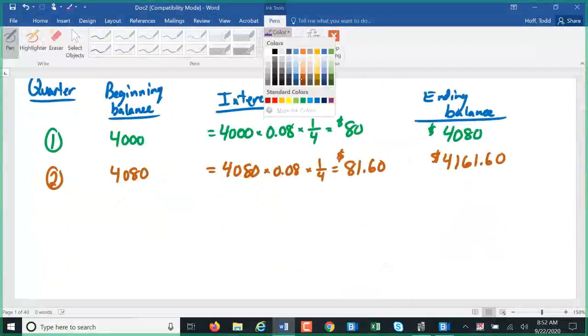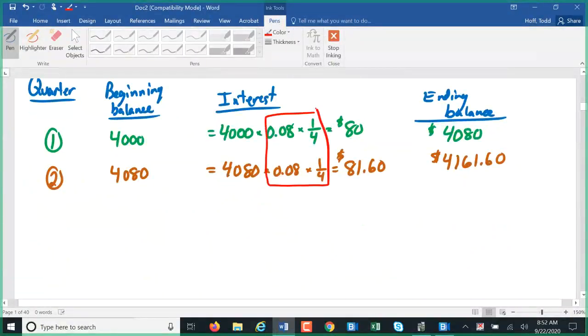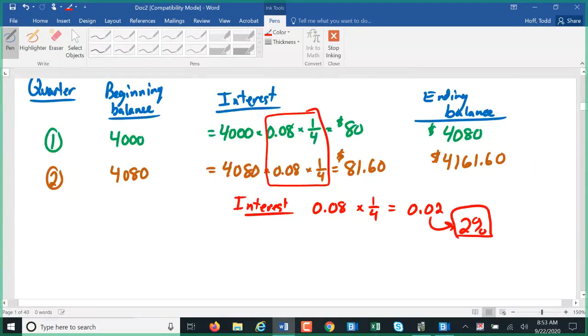First thing I want to point out is this right here. Each quarter, our interest rate was 0.08 times 1/4, which comes out to 0.02. That's 2% per quarter, which makes sense. If a quarter is 1/4 of a year, if it's 8% for a whole year, a fourth of that would be 2% for a quarter. That makes sense. And if we look at quarter one, we started out with $4,000. We added the interest of $80 to get $4,080 for our ending balance.